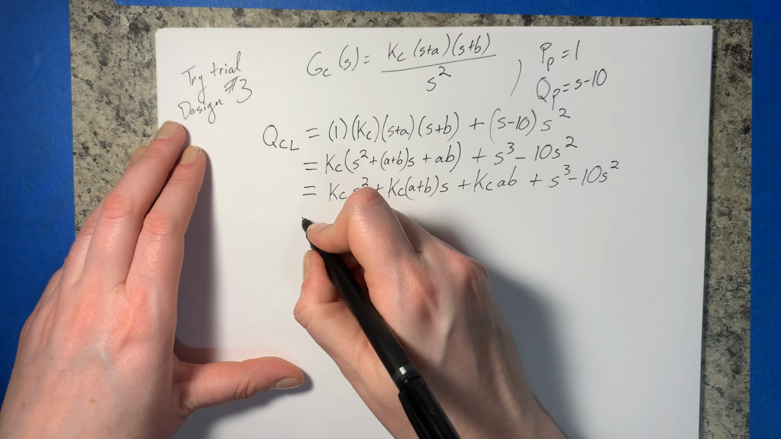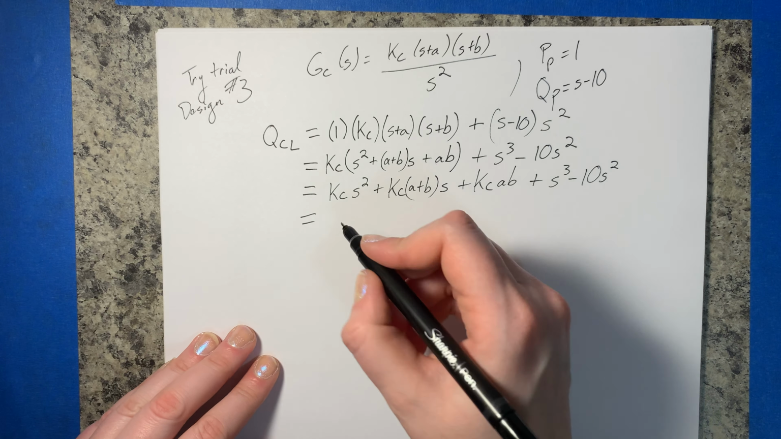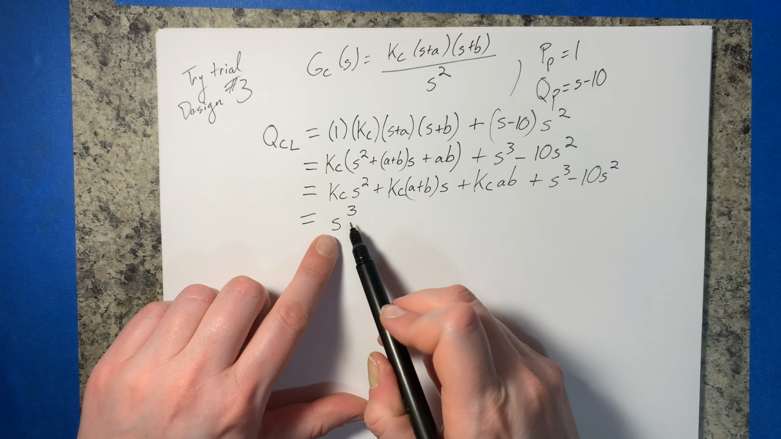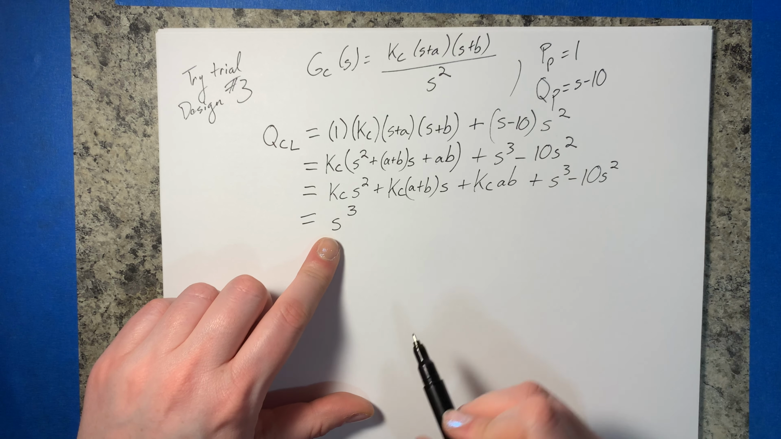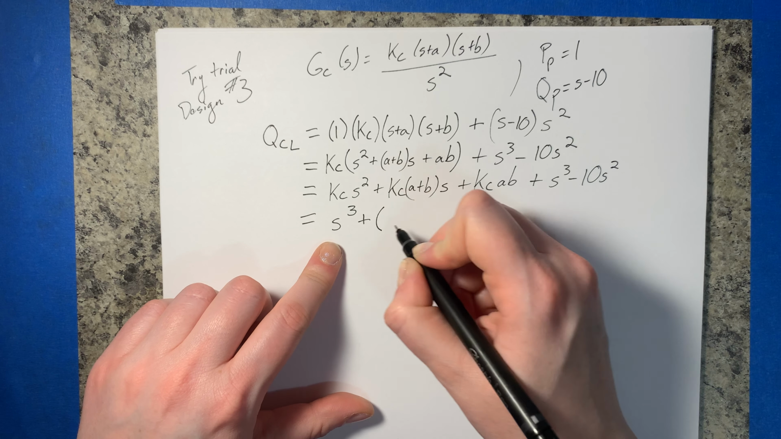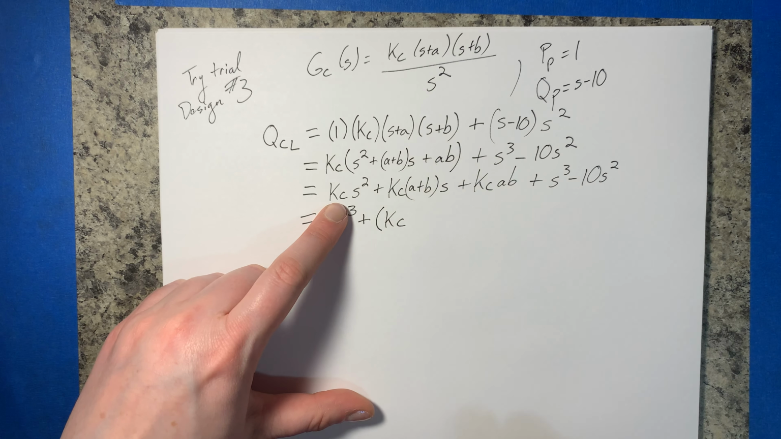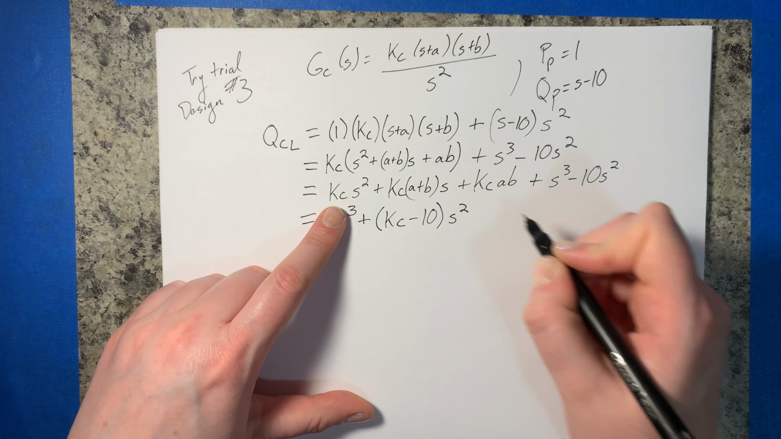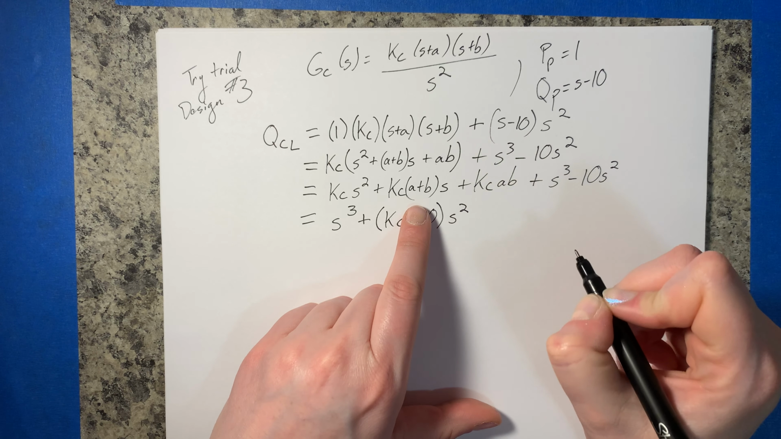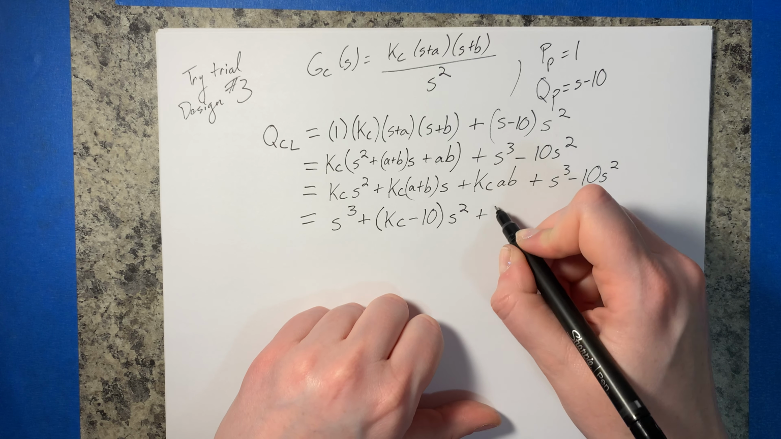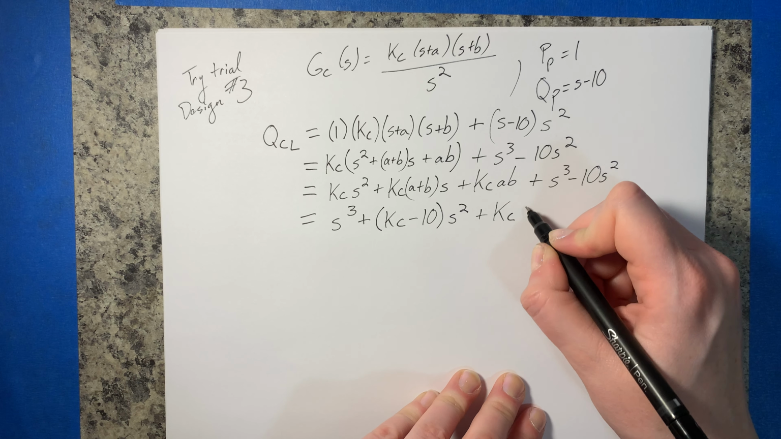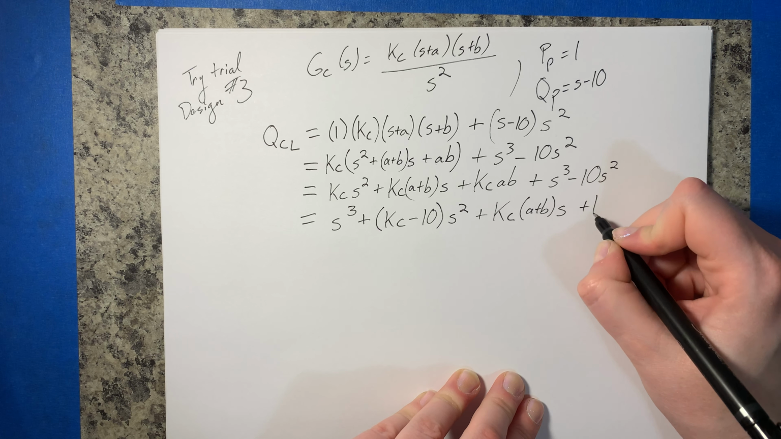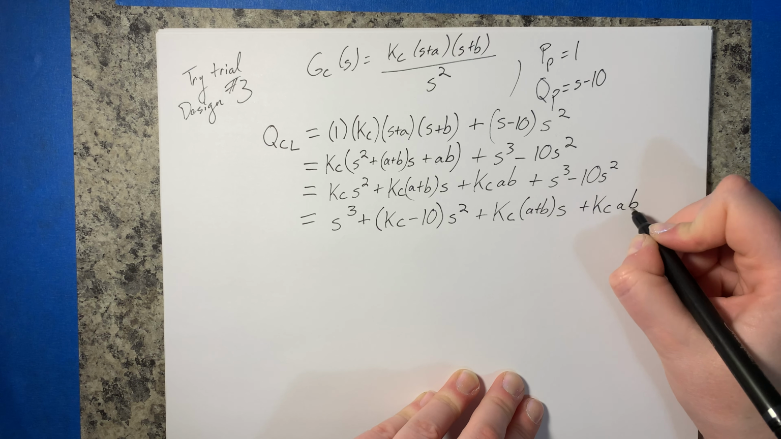Okay, let's write this in descending order so it's a little clearer about the necessary and sufficient conditions. So we have an S cubed that comes from here, and for the S squared term we have a KC that comes from here, and a minus 10 S squared. For the S term, that is just right up here. So that's a plus KC (A plus B), and that's times S, and then plus KC A B.